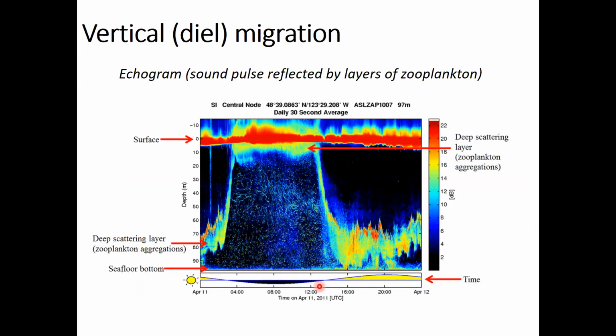So during the nighttime, we see this layer of zooplankton near the surface. They're coming up at night to feed when they're harder to see. And then as the sun comes up, they migrate back down deeper. So they're going to hide out during the day to avoid their predators at the surface.